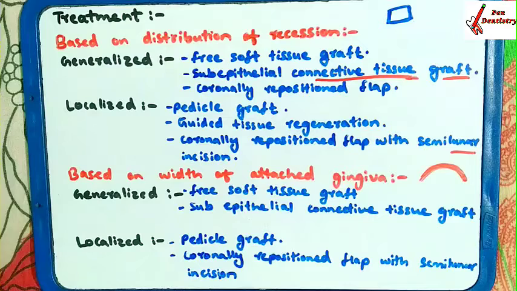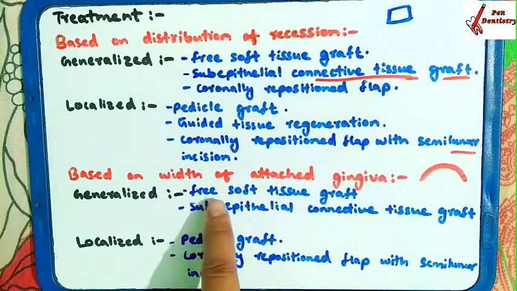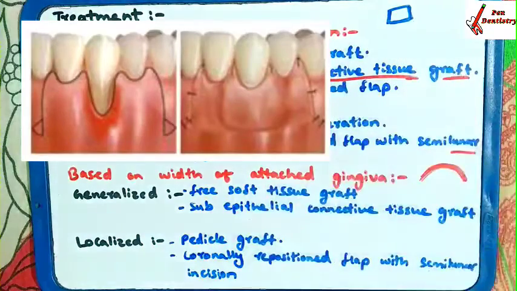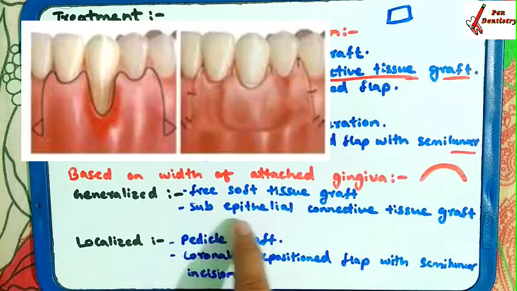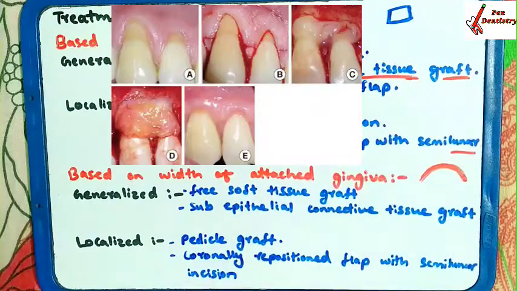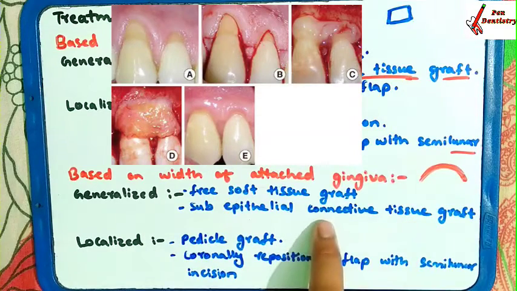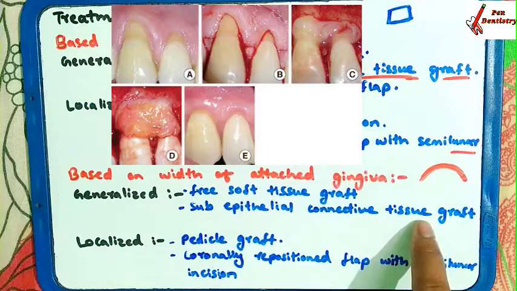The first one is generalized. If the teeth involved are much more in number, we are going to use the free soft tissue graft. As I have told you, you take the tissue from the oral mucosa area, measure it and apply it. Subepithelial connective tissue graft: connective tissue is taken from the mouth and placed subepithelially for the regeneration of further connective tissue and your gingiva.